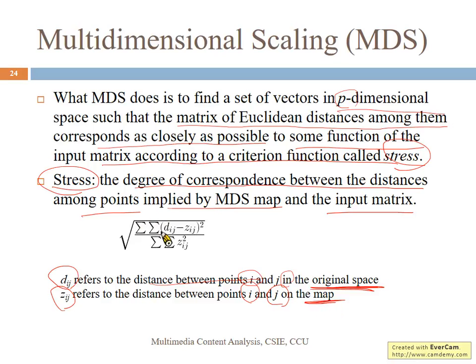So we want Dij as close as possible to Zij. So we take Dij minus Zij, square it, and sum all of them. And after some normalization, we take the square root. So this is called the stress value. If the correspondence is higher, that means the distance Dij is close to Zij, then the stress value will be smaller. So if the correspondence is higher, the stress value is lower.